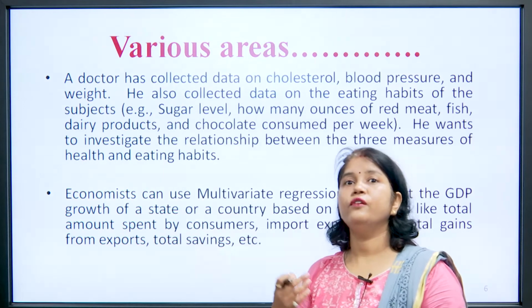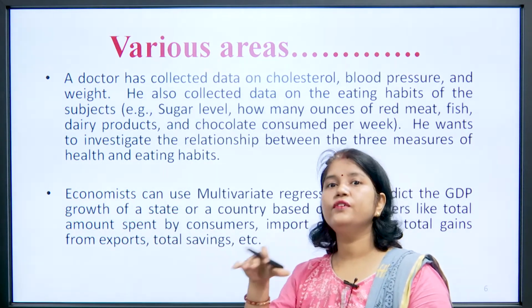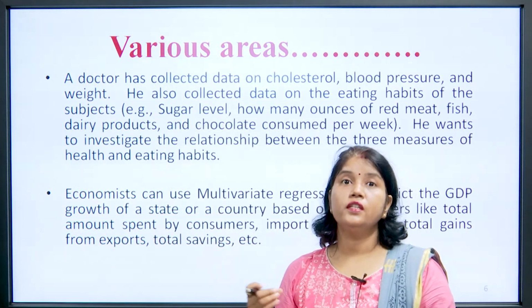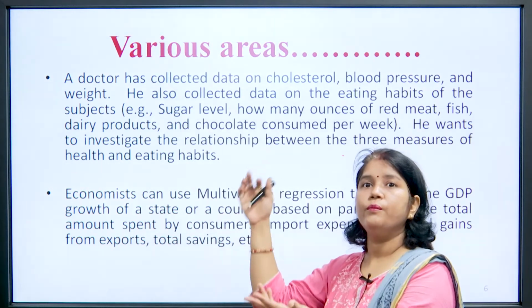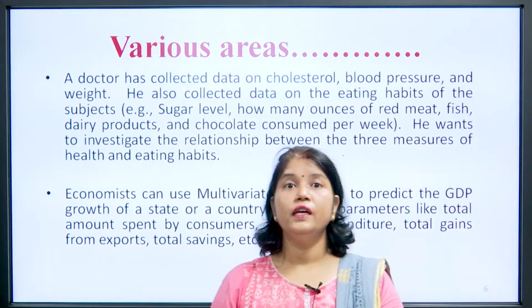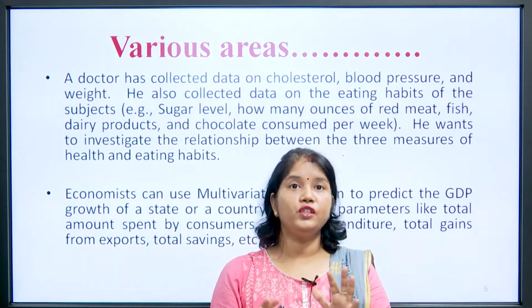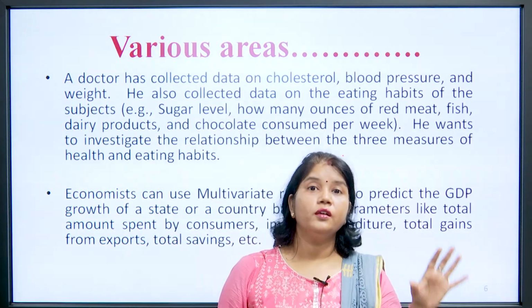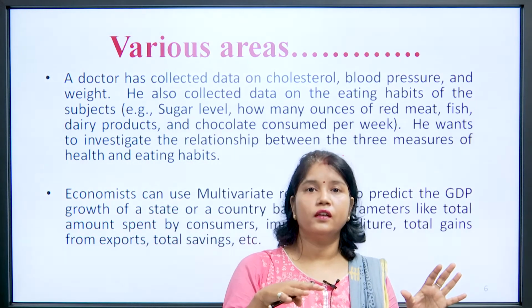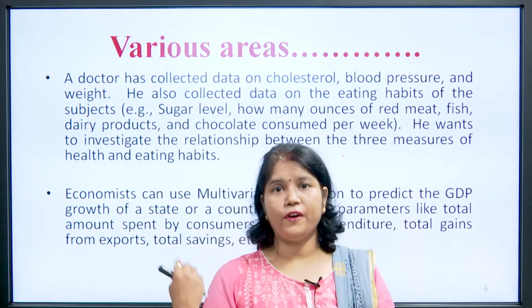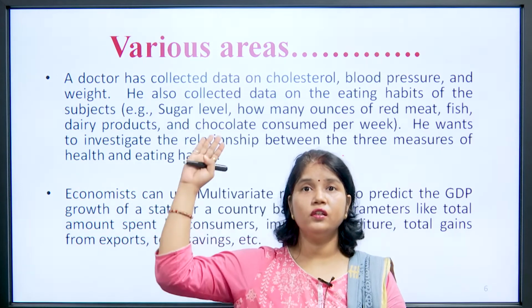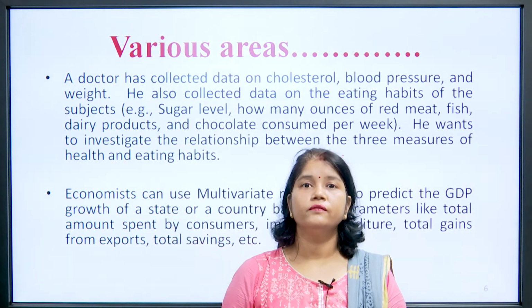So, which kind of factor lies under which category, right. So, investigating the relationship between what? Between these three measures of health and eating habit. So, health and eating habit will be checked by the doctor on the basis of his or her various factors. These are the various factors, right.